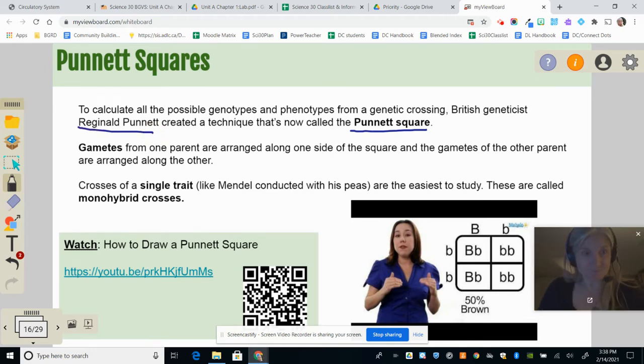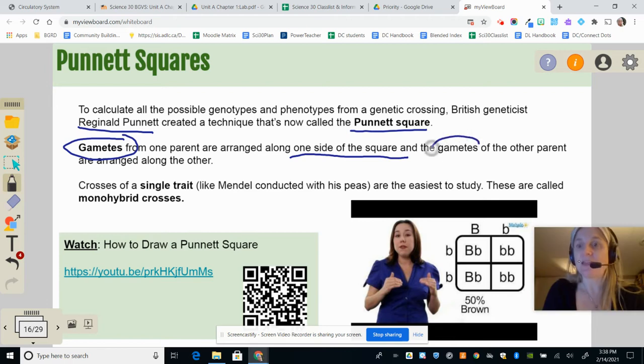And basically, you take the gametes from one parent and you arrange them along one side of the square, and then the gametes of the other parent along the other side. And then you do a little cross to see what kind of combinations are possible in the offspring, and then you can figure out the percentages.